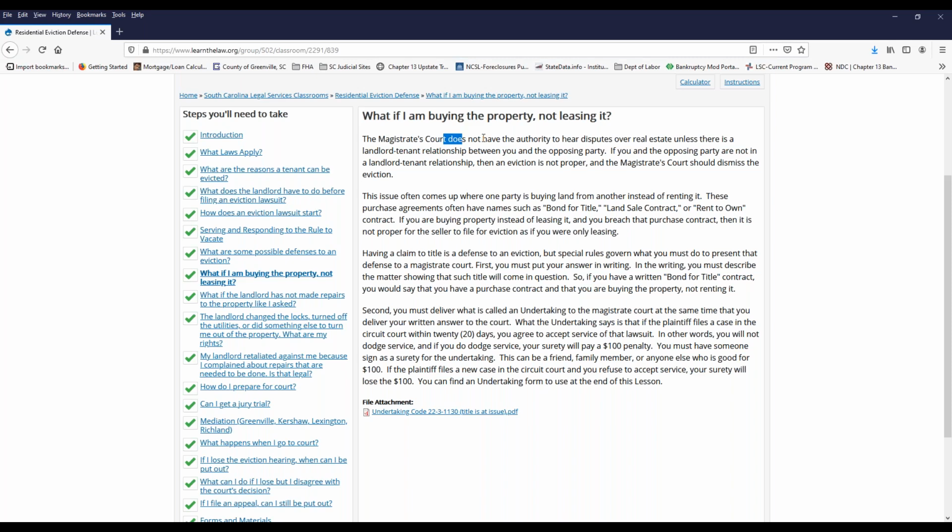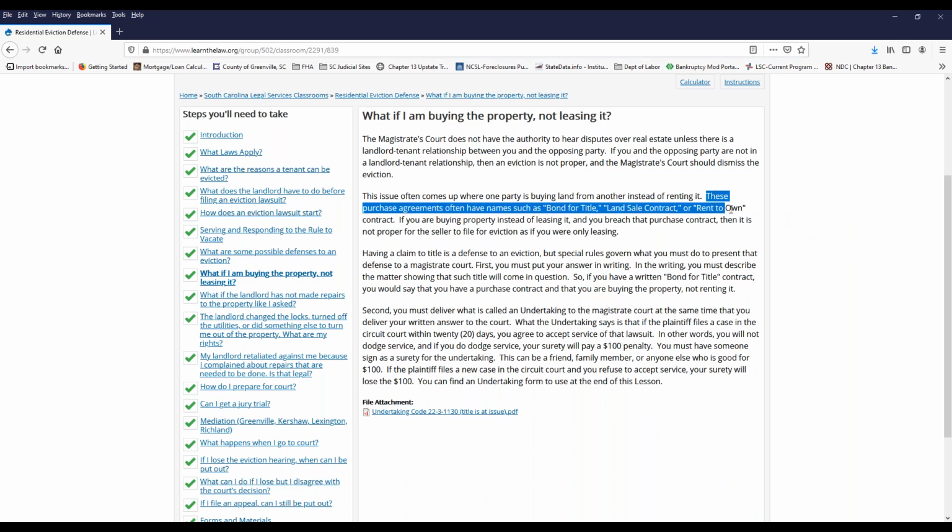The magistrate court does not have the authority to hear disputes over real estate unless there is a landlord-tenant relationship. That's why in that application for ejectment and the rule to vacate and show cause that I showed you earlier, there's a provision that says, I am in a landlord-tenant relationship. Because if it's a buyer-seller relationship, the magistrate court does not have the authority, or what lawyers call the jurisdiction, to hear that case. And so your defense to that would be, we're not in a landlord-tenant relationship.